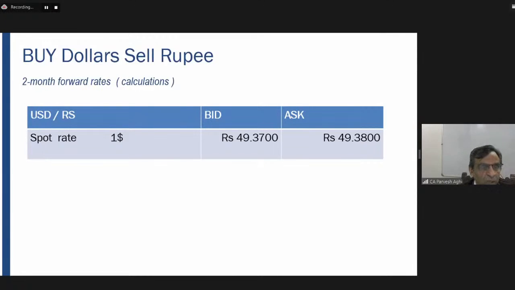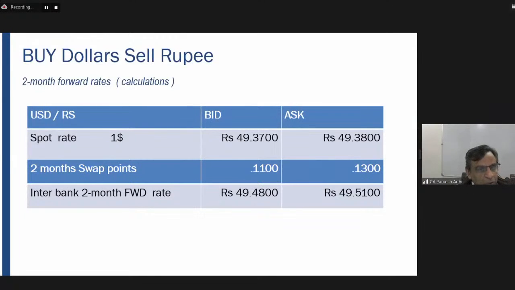So the spot rate is $1 equal to 49.37, which is the bid rate, and the ask rate is 49.38. So he's going to add the 2 months swap points to it. In the question it is given as 1100 and 1300. We'll put a decimal immediately before that and simply add them, because the swap points are in increasing order. That means the US dollar is signifying an increase in 2 months time from now. So the interbank forward rate would be 49.4800 and 49.5100. This is the 2 months interbank rate.